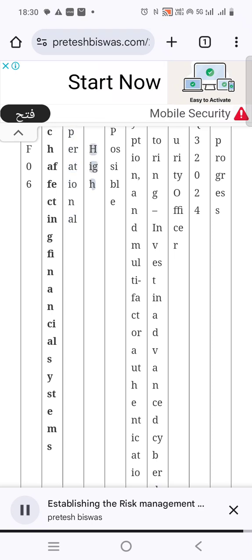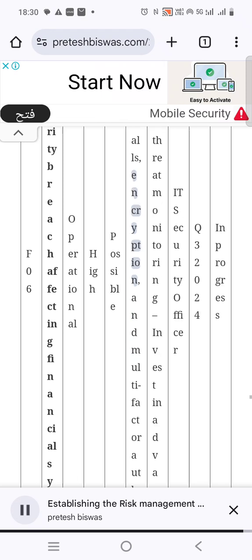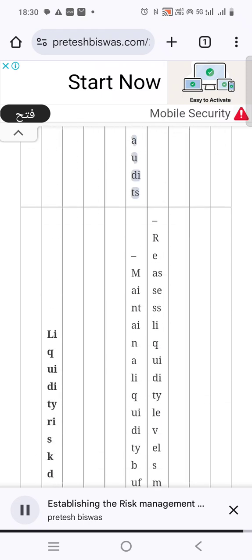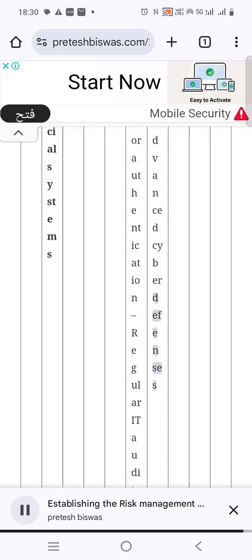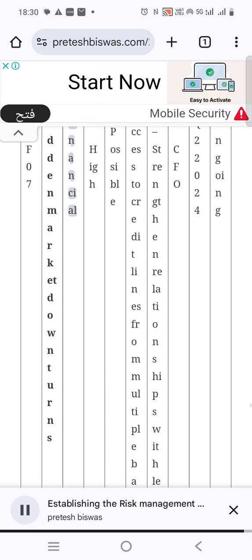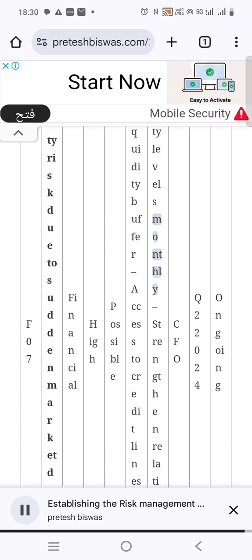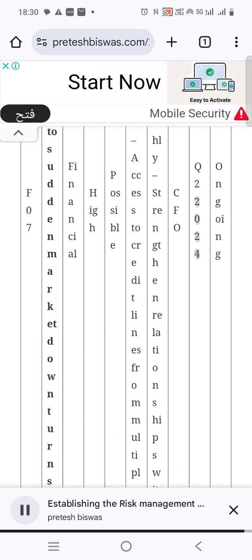Cybersecurity breach affecting financial systems. Operational. High. Possible. Secure financial systems with firewalls, encryption, and multi-factor authentication. Regular IT audits. Implement continuous threat monitoring. Invest in advanced cyber defenses. Q3 2024. In progress. Liquidity risk due to sudden market downturns. Financial. High. Possible. Reassess liquidity levels monthly. Strengthen relationships with lenders. Q2 2024.